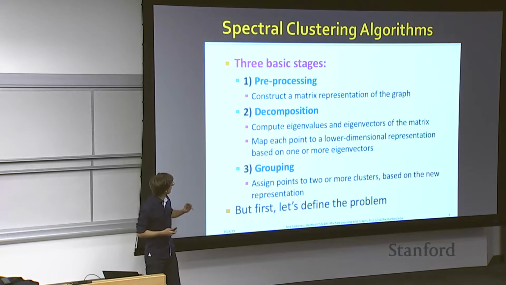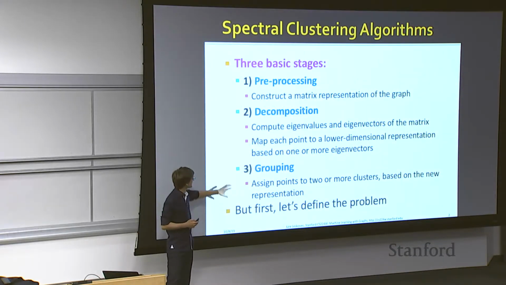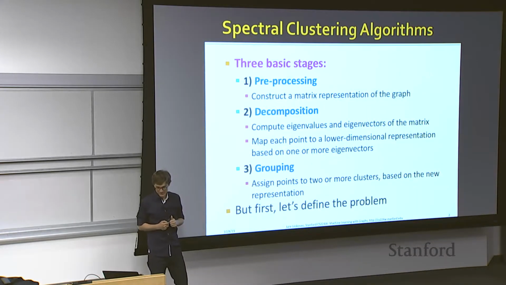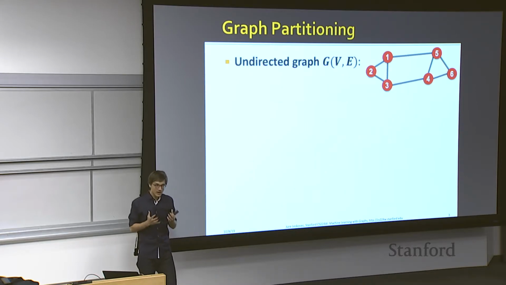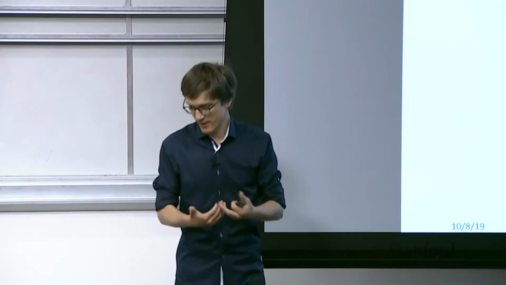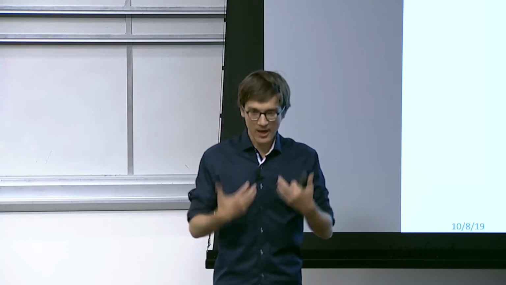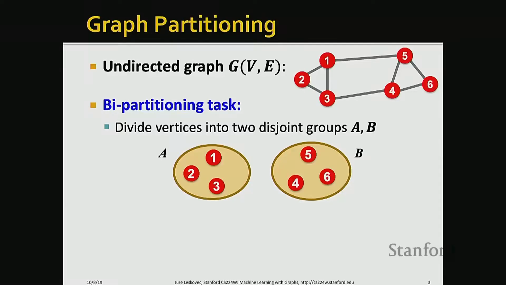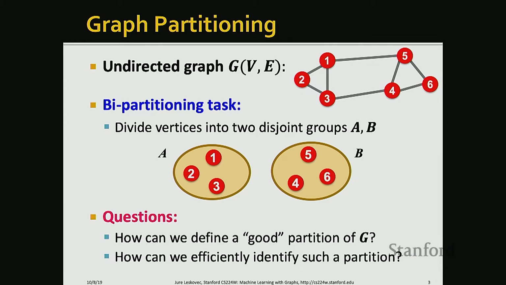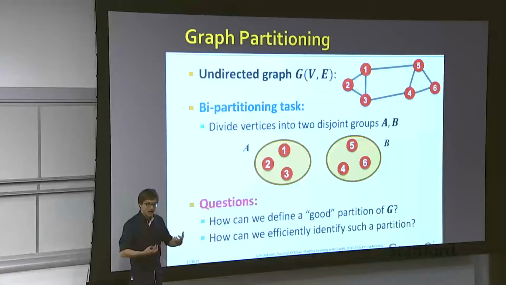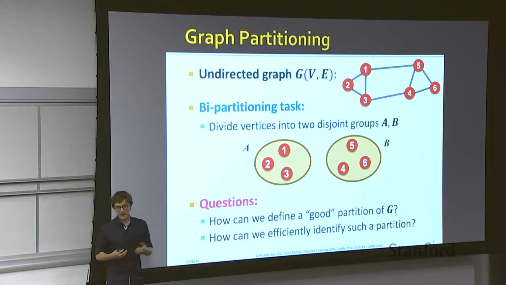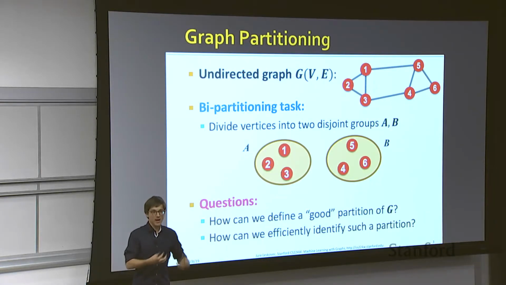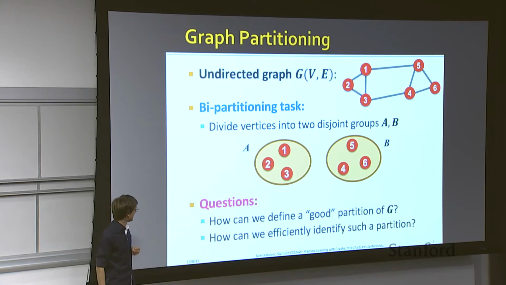But first, we will define a few concepts before we are able to go through these 3 steps. Here is our goal. We are given an undirected graph, which can be weighted or unweighted, and we want to divide the vertices into 2 disjoint, non-overlapping groups. The question is, how would I define a good partitioning of a graph? Last time we talked about network modularity as a way to measure how well we partition the graph into groups.